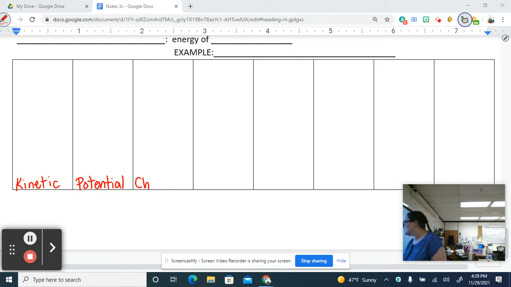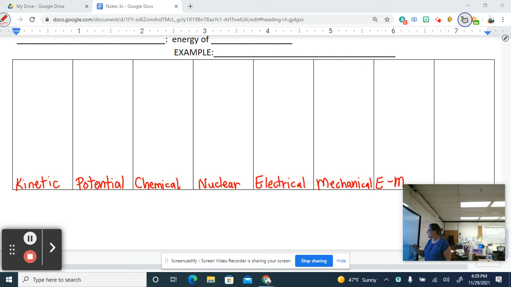So we've got chemical, nuclear, electrical, mechanical, electromagnetic, we're going to abbreviate as EM. And which one am I missing? Chemical, nuclear, electrical, mechanical, thermal.